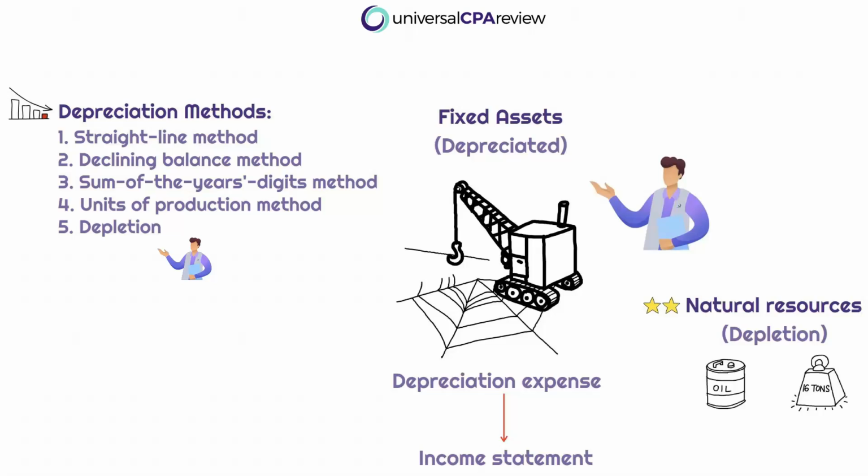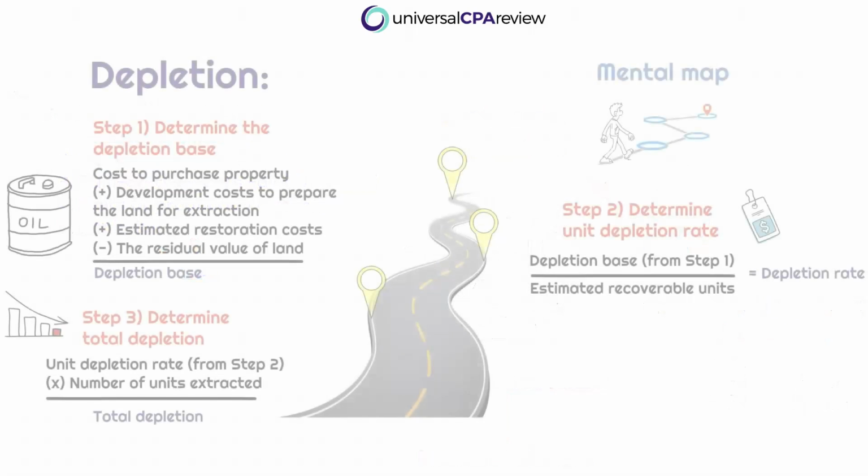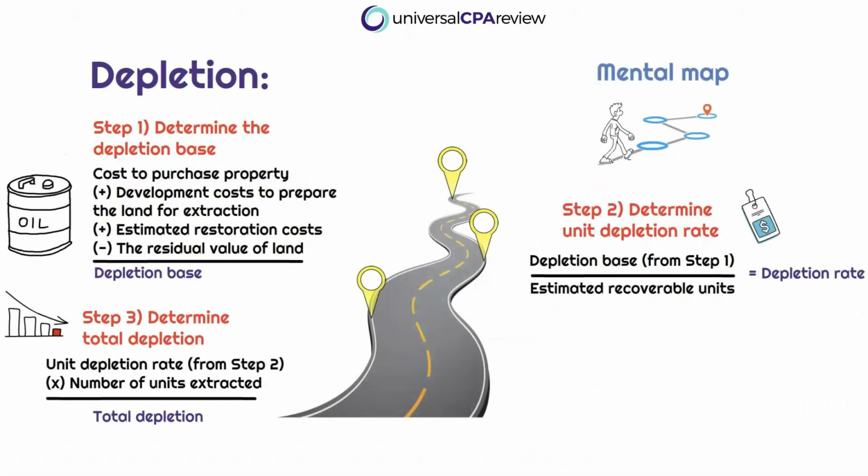And like fixed assets, commodities can also spoil or waste away. The idea here is that we extract these natural resources and they begin to slowly waste away in the same way that machinery or equipment will become outdated and eventually depreciate. So again, we're going to map this out, and we have 3 steps to our depletion mental map.